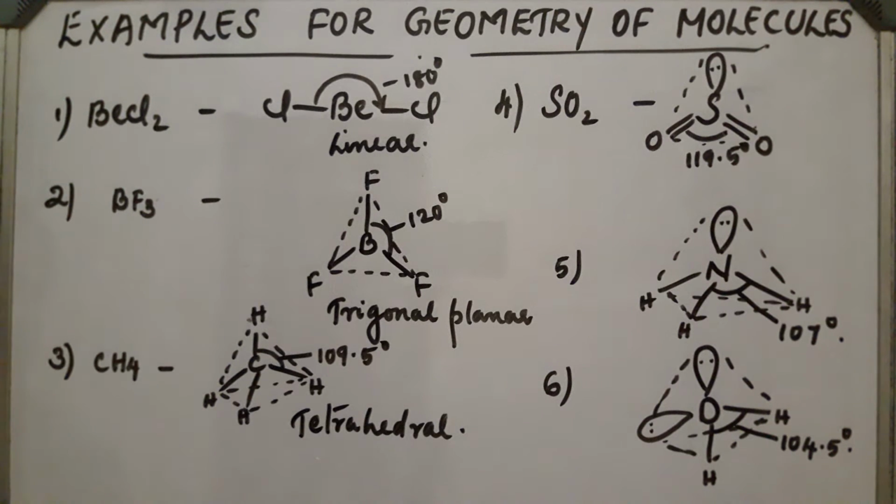Now, sixth example is the H2O molecule. Here, the oxygen atom contains two lone pairs, so there is lone pair-lone pair repulsion. Compared to all the others, this lone pair repulsion is greater than lone pair-bond pair repulsion and bond pair repulsion. So this occupies more space in the arrangement. In this geometry, the HOH angle, or bond angle, is reduced from the original tetrahedral angle to 104.5 degrees. These are some examples.